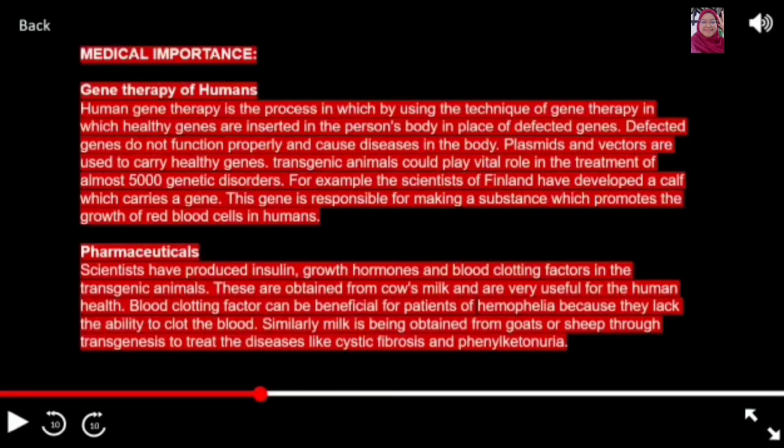Transgenic animals have contributed a lot in the field of medicine, as they are used to discover drugs, to see the impact of some drug or vaccine, and so on. Their uses in medicine are unlimited.